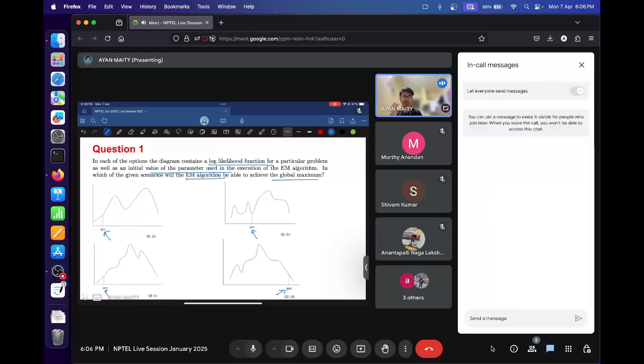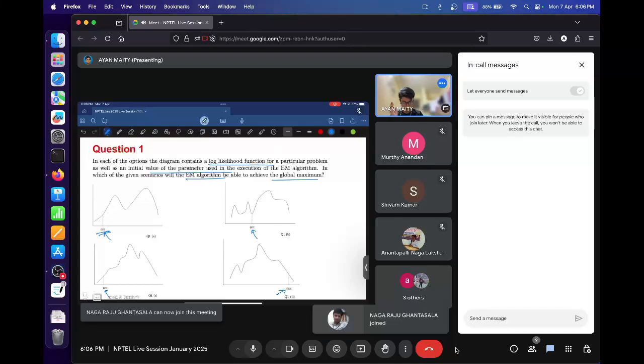You can write your answer in the chat. So if the starting point is this, whether it will be able to reach this global maximum point or not. In which of the following scenarios will the EM algorithm be able to achieve the global maximum?